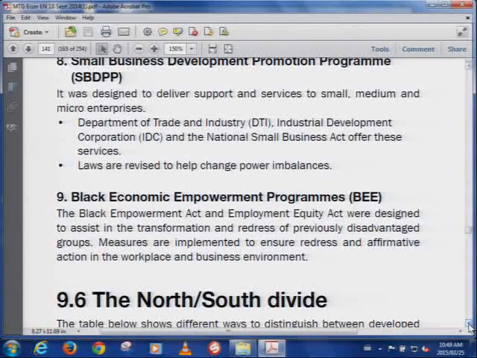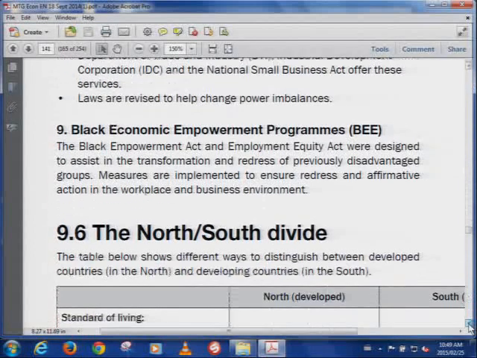It is still about the empowerment of black people to assist them in the transformation and redress of the previously disadvantaged groups. It allows them to have a stake in the shareholding of major corporations, so that ultimately the aim is for them to dominate the participation in the economy, so that they can have economic freedom. And measures are implemented also to ensure redress, as well as affirmative action is still in place. I don't know until when, but those are some of the plans that help us to develop our economy by bringing in people who were previously excluded.